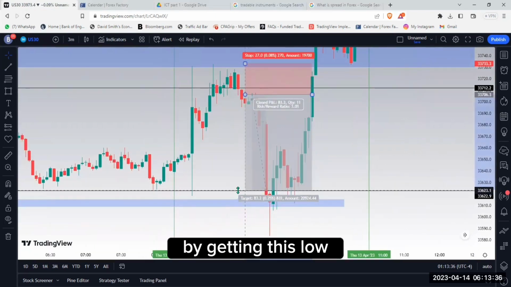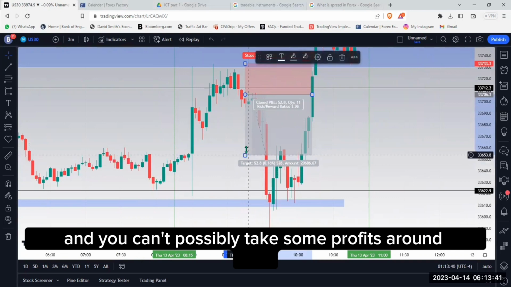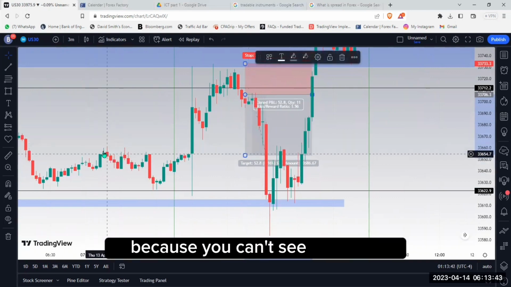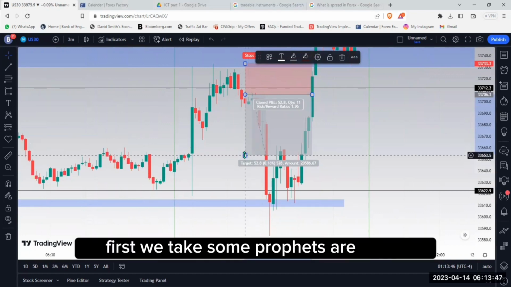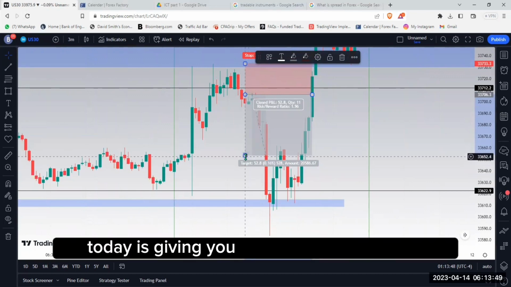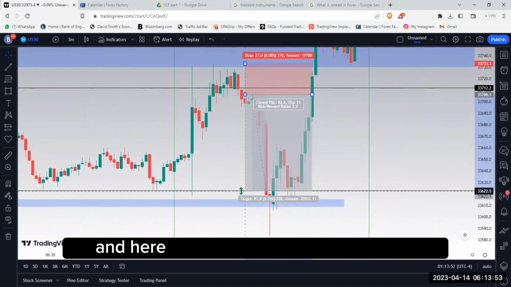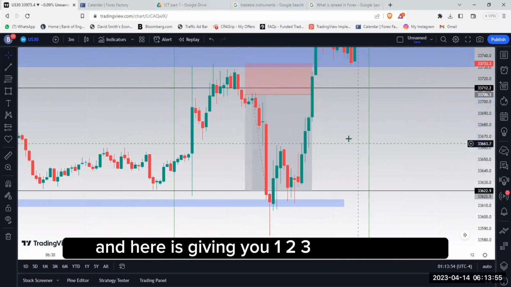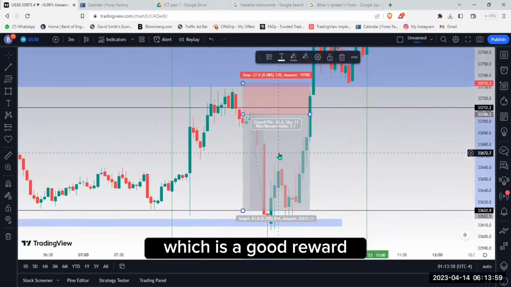Targeting this low, you can possibly take some profits around here because you can see this zone. Possibly take some profits around here. So this is giving you almost 1 to 2 risk to reward, and here is giving you 1 to 3 risk to reward, which is a good reward.